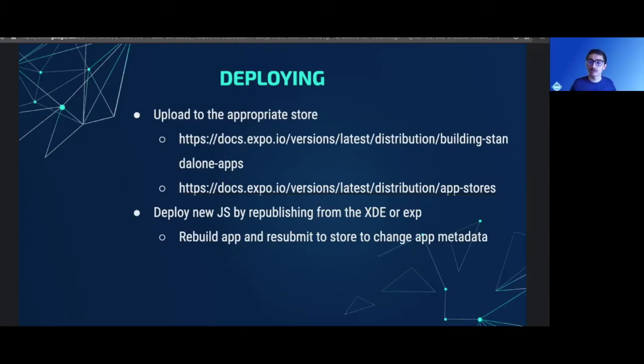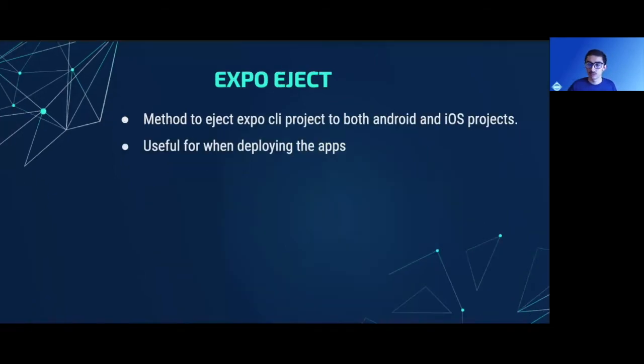One great thing you can do with Expo is deploy new JavaScript by republishing. That's called an over-the-air update, which is definitely great because you can upload the new bundle to make sure that your app is working. You can also download some of the new JavaScript from the web and run it on your application. This points out some of the ways you can republish your applications with JS in general.